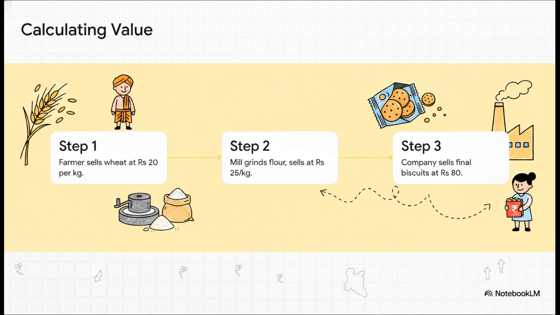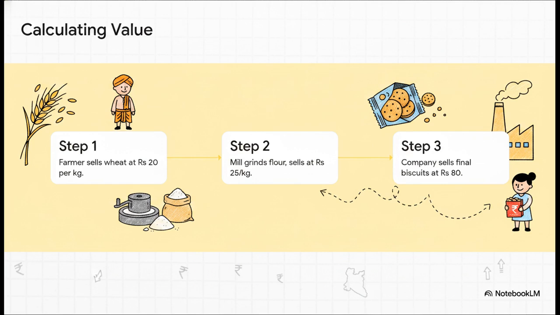Imagine a farmer sells wheat for 20 rupees. Then a mill turns that wheat into flour and sells it for 25. Finally, a company takes that flour, bakes it into a packet of biscuits, and sells it to you for 80 rupees. Economists only count that final good, the 80 rupee biscuits that actually reach you. If they counted the wheat, then the flour, and then the biscuits, they'd literally be counting the exact same product 3 times. Suddenly, a basic pack of biscuits looks like a massive luxury investment on paper.